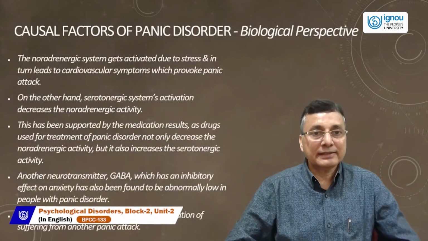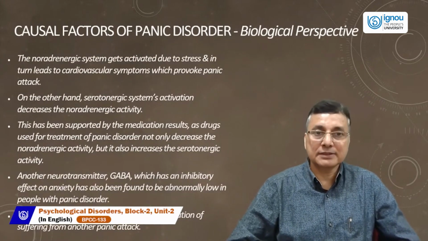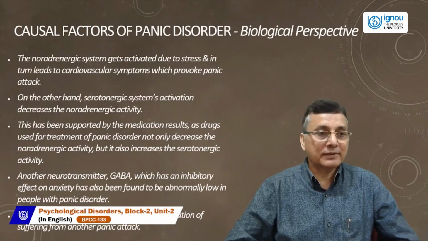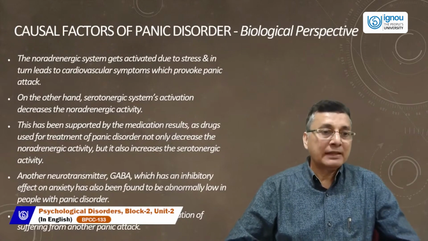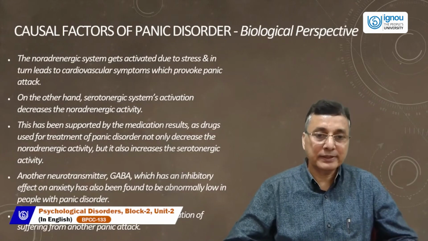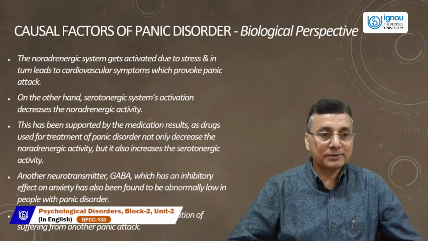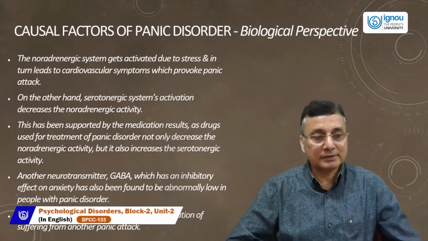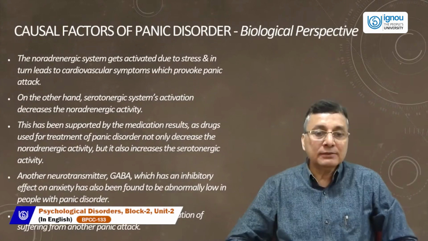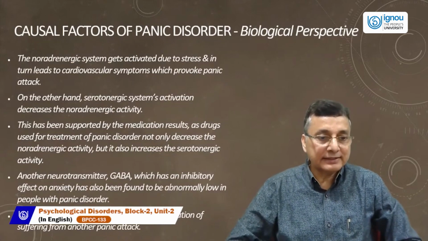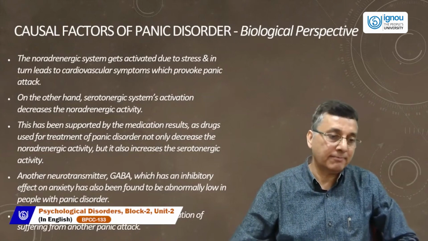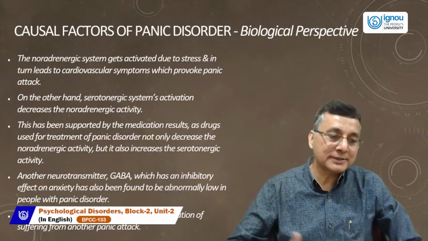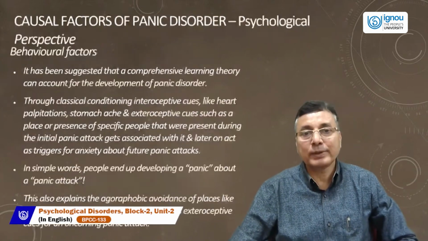The noradrenergic systems get activated due to stress and in turn lead to cardiovascular symptoms which provoke panic attack, like increased heart beating. On the other hand, serotonergic systems activation decreases the noradrenergic activity. This has been supported by the medication results, like when we give the anti-panic drugs. So, the drugs used for treatment of panic disorder not only decrease the noradrenergic activity, but also increase the serotonergic activity. Another neurotransmitter that is called GABA, which has an inhibitory effect on anxiety, has also been found to be abnormally low in people with panic disorder. Thus, such people suffer from anxiety in anticipation of suffering from another panic attack. So, anticipation of having another panic attack may also lead to panic attack.